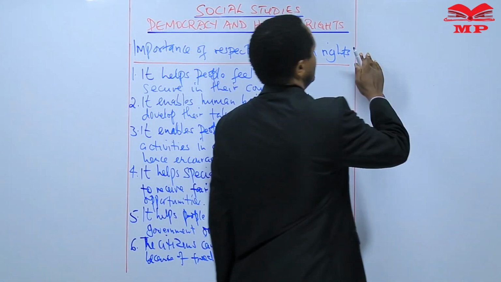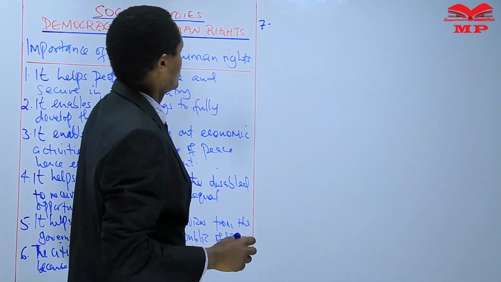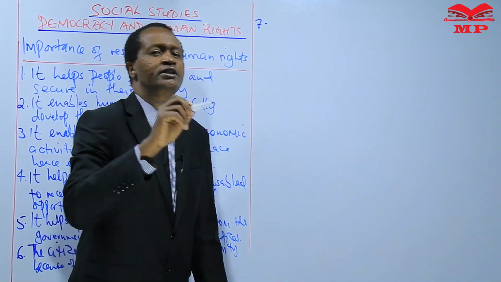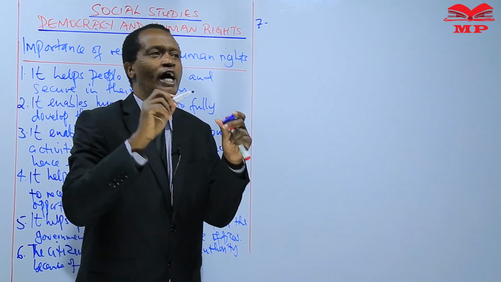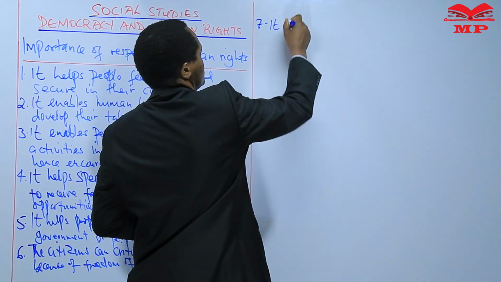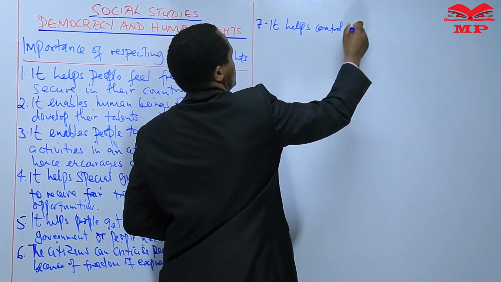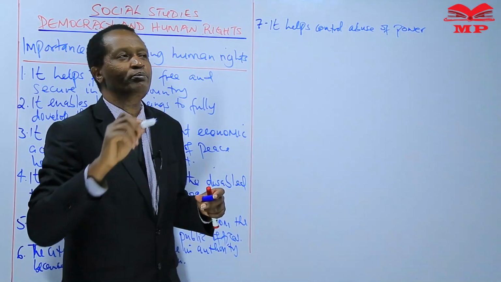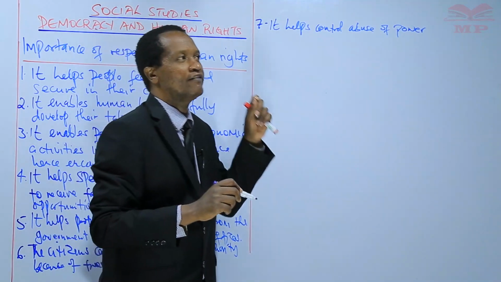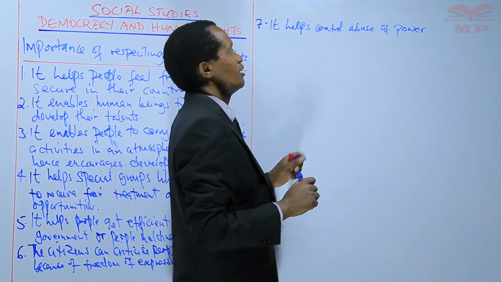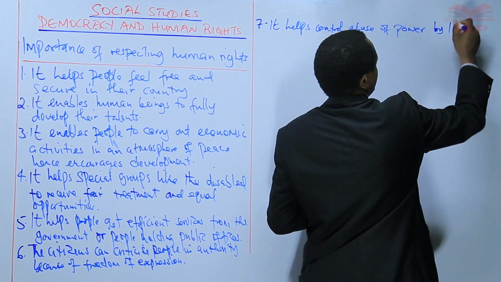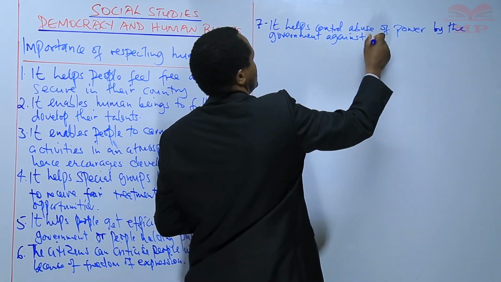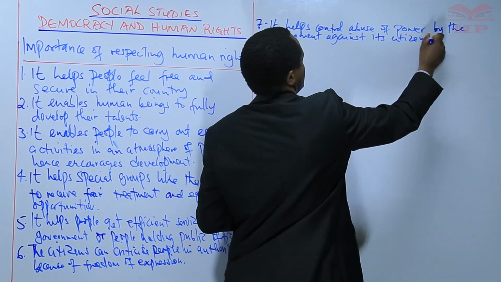Moving on, number 7. The next reason why respecting human rights is important is because it helps control abuse of power. It helps control abuse of power by the government against citizens. Abuse of power by the government against its citizens.